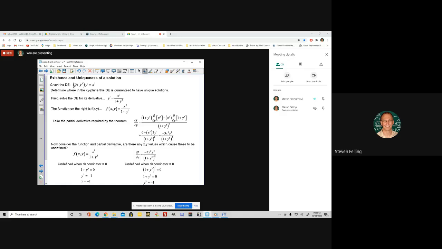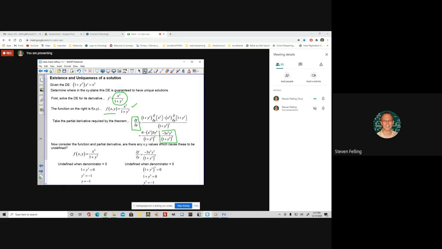Okay, so just dividing both sides by 1 plus y cubed, we get y prime is x squared over 1 plus y cubed. This function on the right hand side is termed f of x,y. And so what we're required to do is to find this partial derivative df/dy. For this particular theorem, because this is in the form of a quotient, we're going to use the quotient rule. So it's low d high, but this derivative is with respect to y, minus high d low over low squared. And if you carefully go through this, you end up with this expression here, okay?